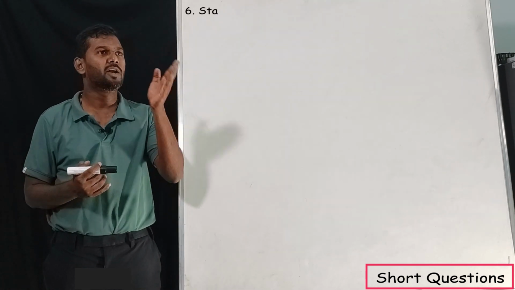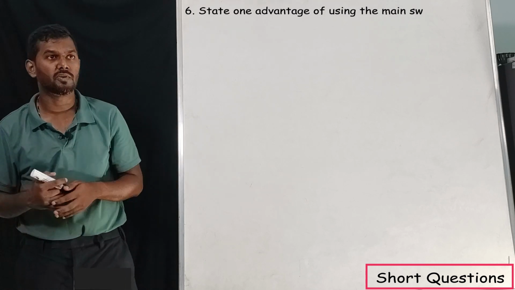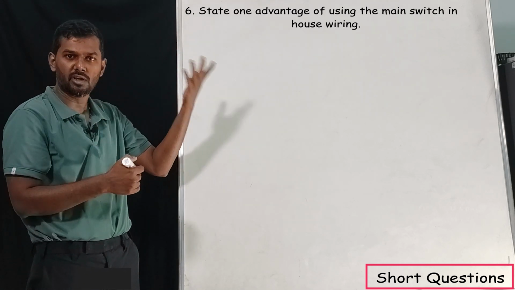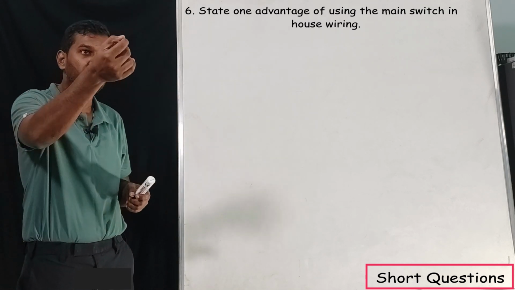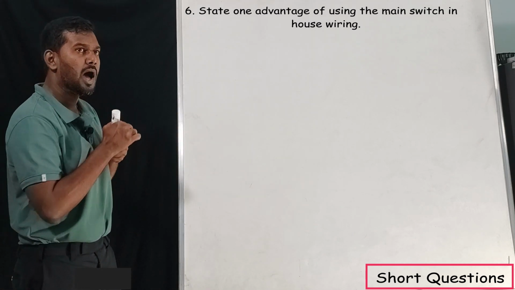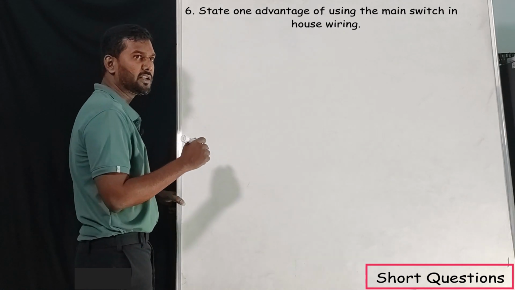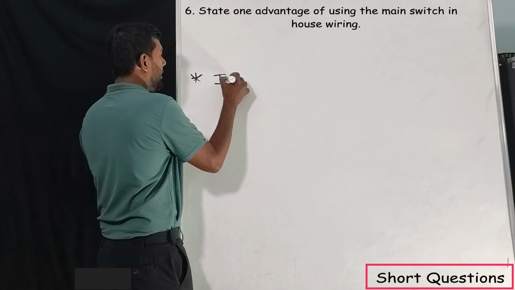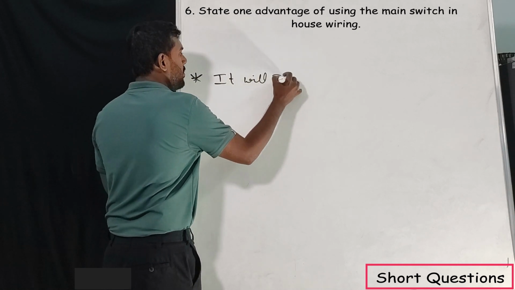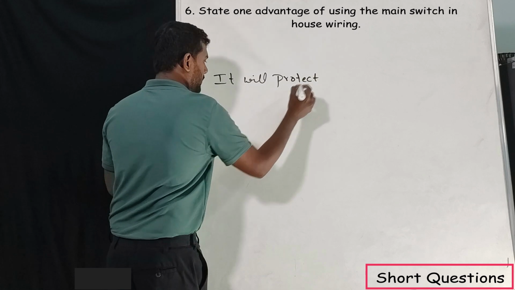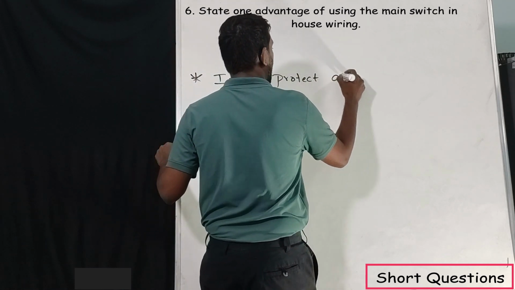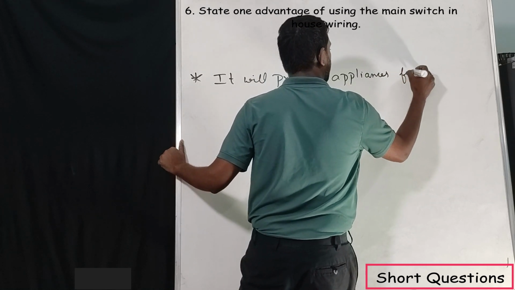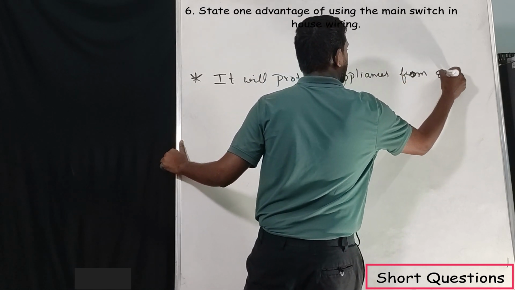Our next question, state one advantage of using main switch in house wiring. We have learnt one of the functions in one of the questions, correct, in the same video, and that can also be an advantage. Listen, they are asking for an advantage, right? First advantage, main switch, it will protect appliances from electrical fault.